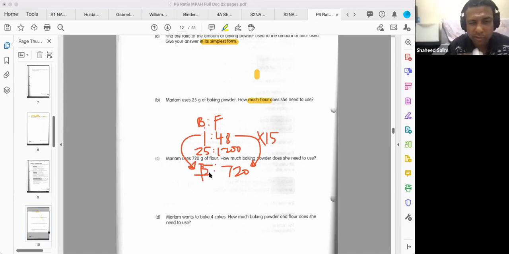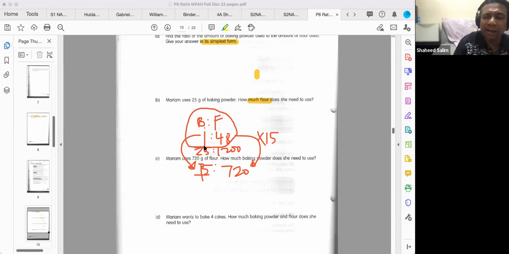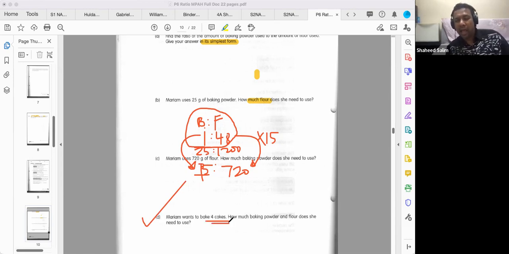Are you confused? You must remember, in simplest form, your ratio is like a recipe. If I put 25 grams of baking powder, I must get 1,200 grams of flour. If I put 720 grams of flour, 15 grams of baking powder. It becomes a recipe. Now, she wants to make 4 cakes. How much baking powder and flour does she have to use?